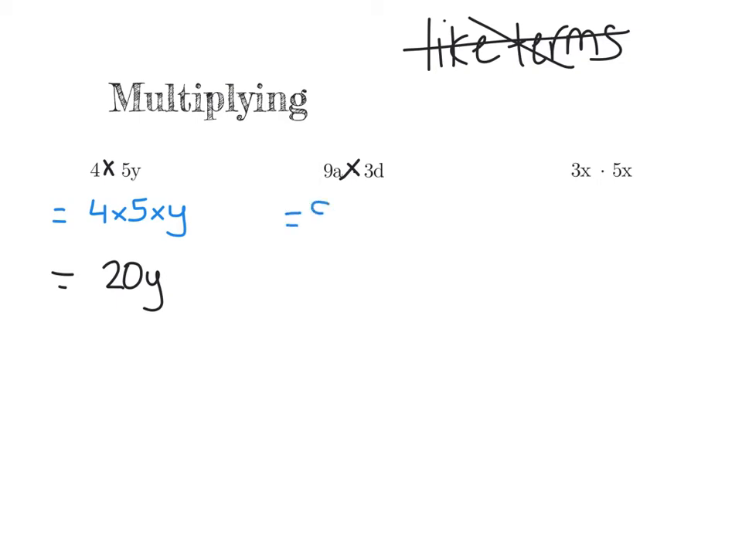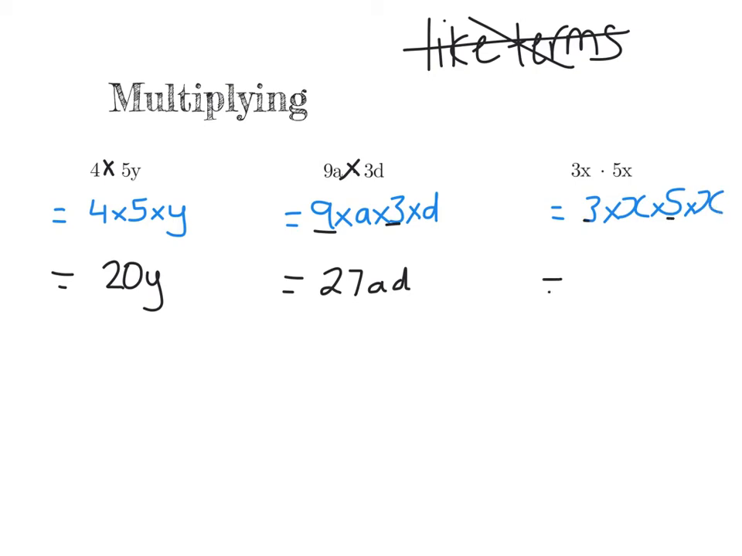So you don't need to do that middle step, but it can help to understand with something like this second one. This is 9 times A times 3 times D. So 9 and the 3, 9 times 3 is 27, and remember we are multiplying. And A times D, we can't do that, we don't know what they are, but we can write them without the times symbol because that is simpler. We are simplifying.